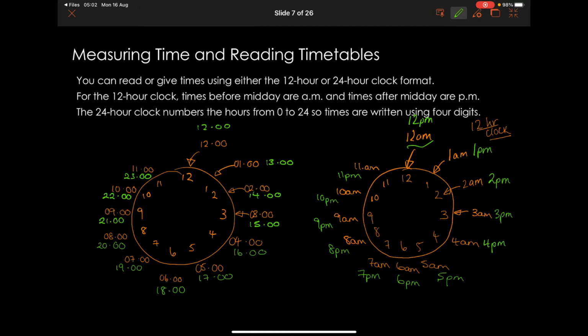So basically, instead of saying the PM, we just go round the clock again until we get to 24. So even though we would say 12 here, this would actually be like 2400 hours. Okay? Okay, so that's the difference between the 12 and the 24-hour clock.